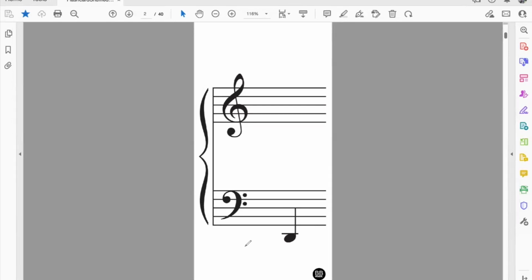A, F, D, B, G, E, C, A, F, D, B, G, E, C, A, F. So when you're bored, I want you to be able to do it because I want you to be able to go really quick, because it's going to help you with these, right?